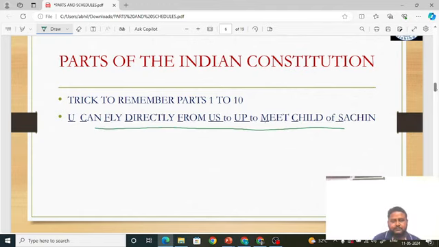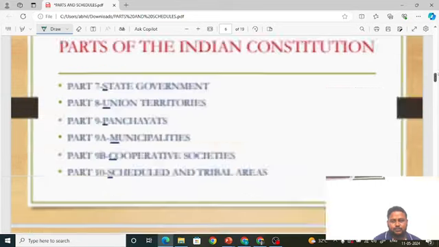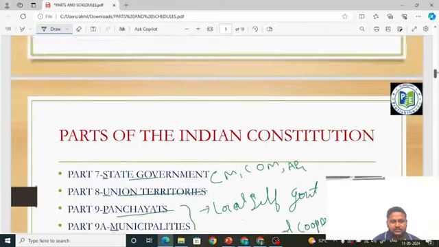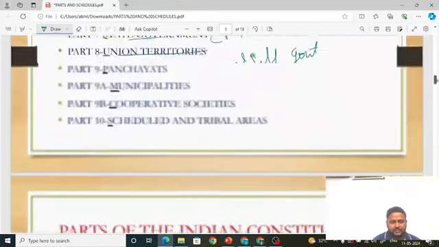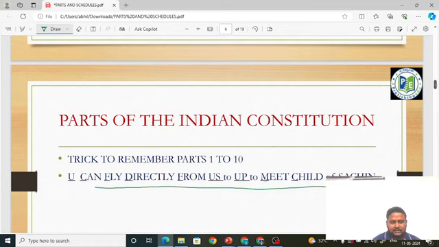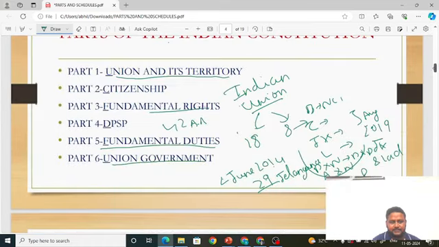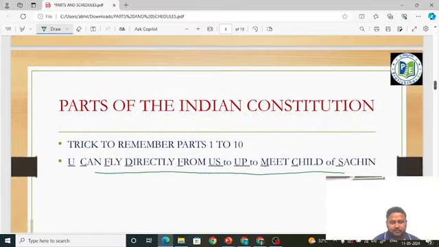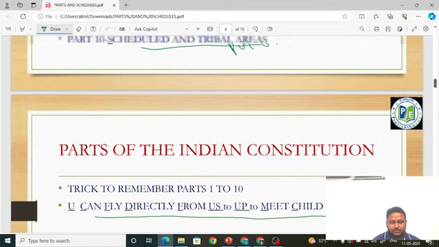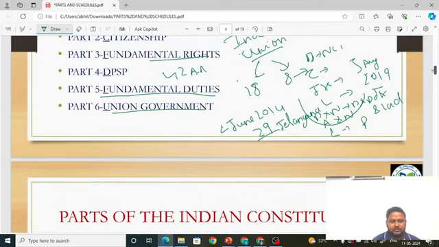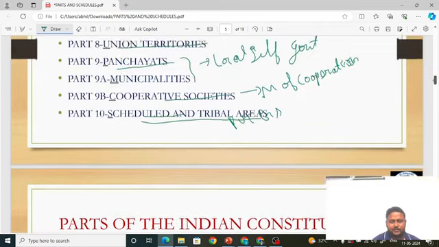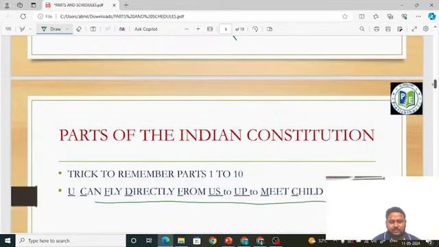Okay, fine. So how can we relate this? See, U talks about Union Territory, and C in can talks about citizenship. Similarly F in fly talks about fundamental rights, and D in directly talks about DPSPs, and F talks about fundamental duties. Okay, and U talks about Union government. S talks about state government. Again UP, U here means union territories, and P talks about panchayats.